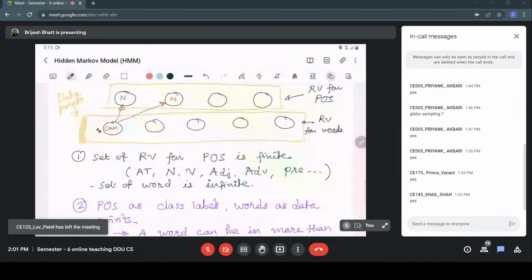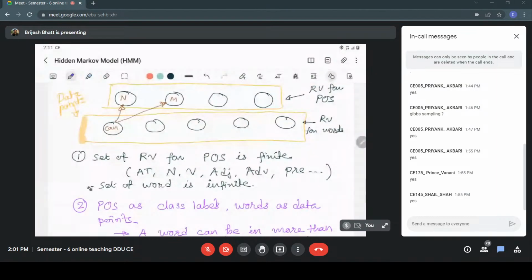And the random variables that you observe, which we call words, are data points, and they are infinite. A language can have, though it is a very huge finite set, but we can say infinite, because as you keep on adding words in a language, it grows. So the set of words can arguably be said to be an infinite set.